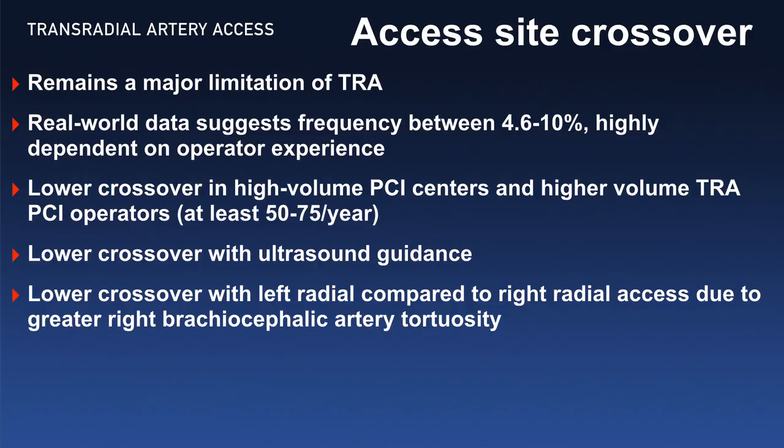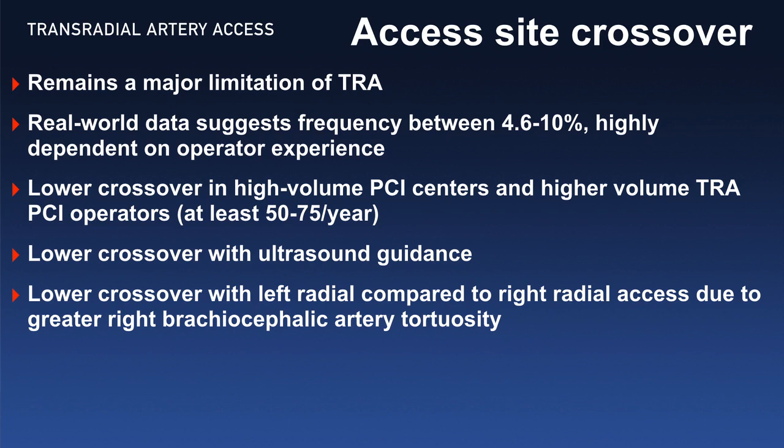So one of the limitations of the radial approach is the fact that we do sometimes have to cross over. So I could start with the radial approach, I could struggle with it, there could be tortuosities or twists and turns, if you will, in the arteries, technical challenges or obstacles to completing the procedure, and sometimes we have to abort that approach and go ahead and go to the groin. So the real world data suggests that frequency ranges roughly between 5 and 10%.